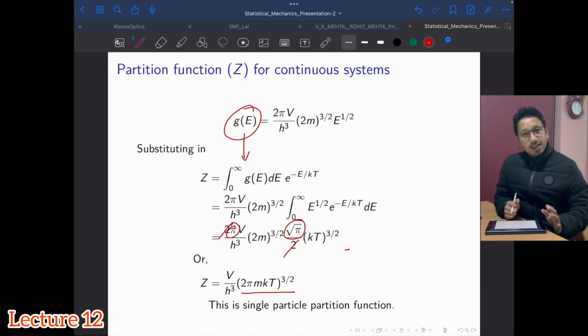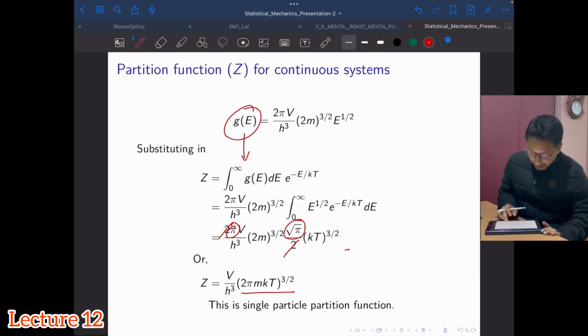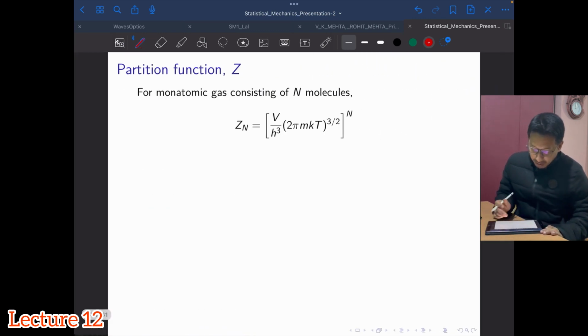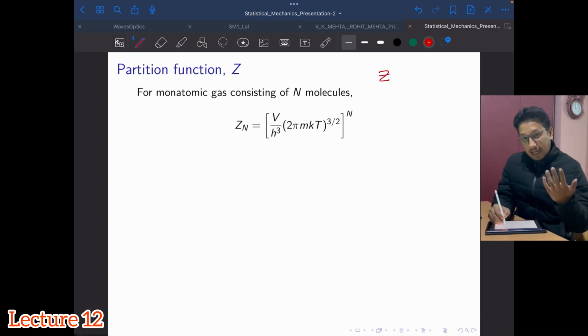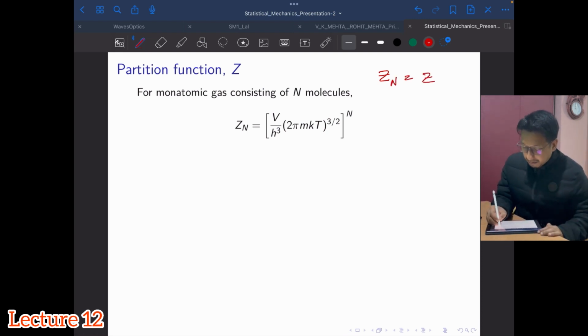Now it's quite interesting if you take this ideal gas or the ideal system, okay. The partition function for a monoatomic gas consisting of N molecules will be equal to simply Z to the power N. So if the single particle partition function is Z, and the system consists of N molecules, then the partition function for that system will be simply Z to the power N.